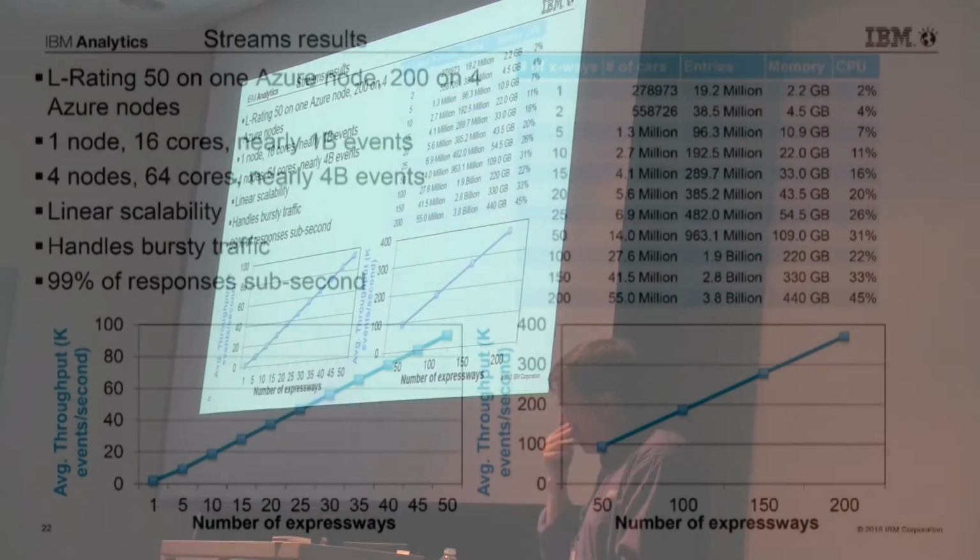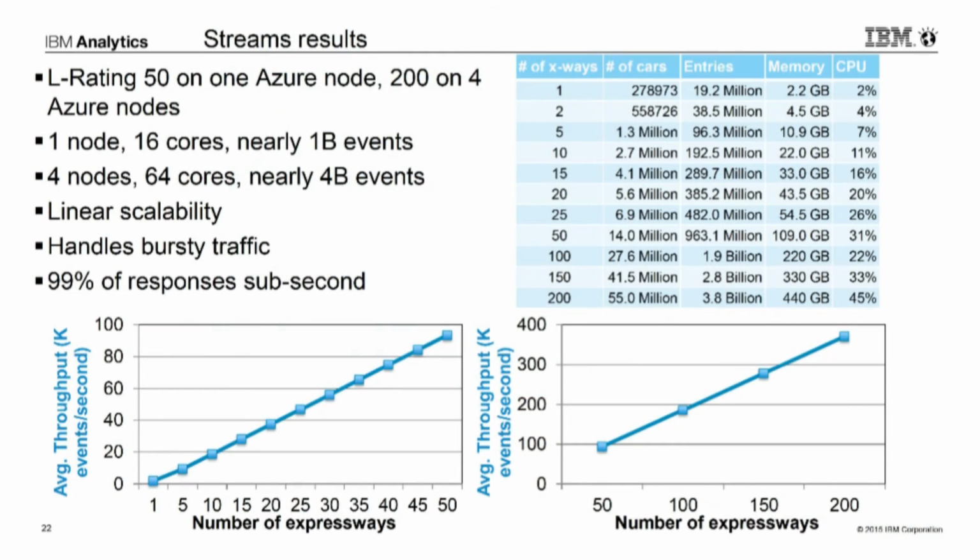So when we did this, these were the results that we had. We actually ended up with an L rating of 50 roads on a single 16-core Azure node that was doing about 100,000 average events per second coming in, peak as much as 200,000 events coming in. And then when we scaled out to the 4 application nodes, we scaled almost linearly to 200 expressways, and then we couldn't handle the job in 3 hours.